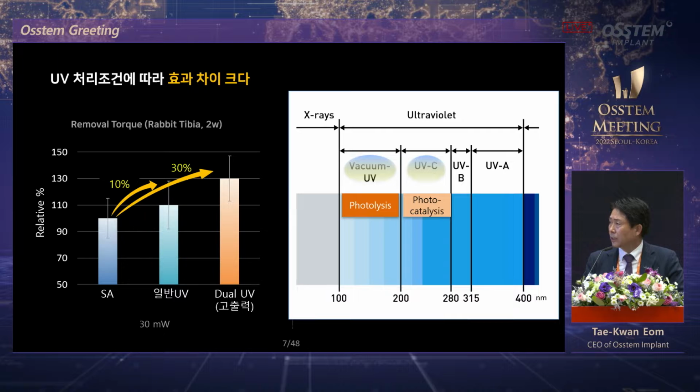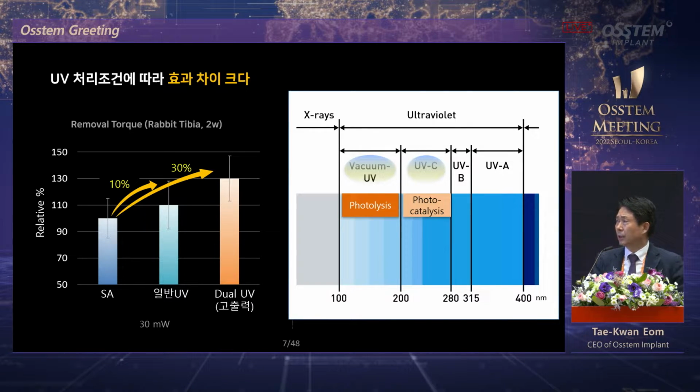UV concept: depending on the wavelength of light, UVs have different types. So 315 to 400 nanometers is UVA. Vacuum UV is between 100 to 200. So we are talking about UVC and vacuum UV.